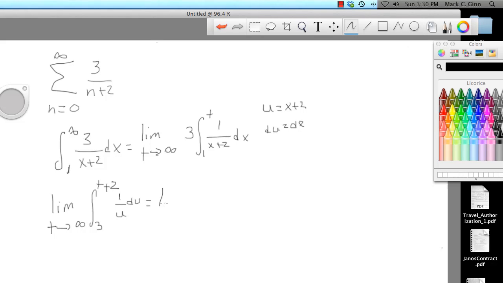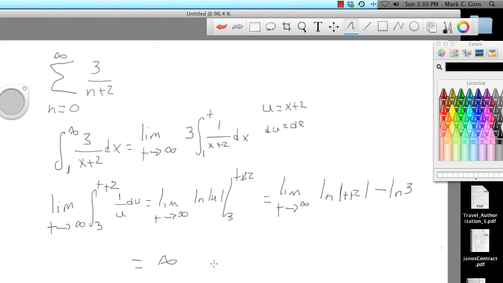du, and so that is the limit as t goes to infinity of the natural log of the absolute value of u from 3 to t plus 2, which is the limit as t goes to infinity of the natural log of t plus 2 minus the natural log of 3, and that will go to infinity. So we show that the series diverges.